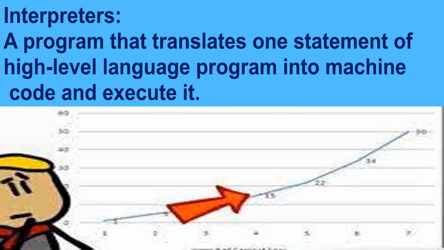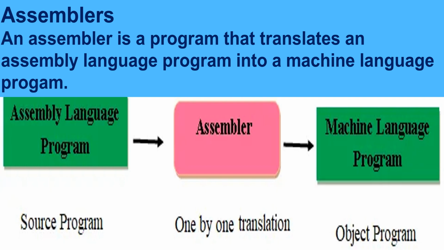Now let's discuss interpreters. An interpreter is a program that translates one statement of a high-level language program into machine code and executes it. It then does the same for the next statement and proceeds in this way till all the statements in the program have been translated and executed. Now let's discuss assemblers. An assembler is a program that translates an assembly language program into a machine language program.